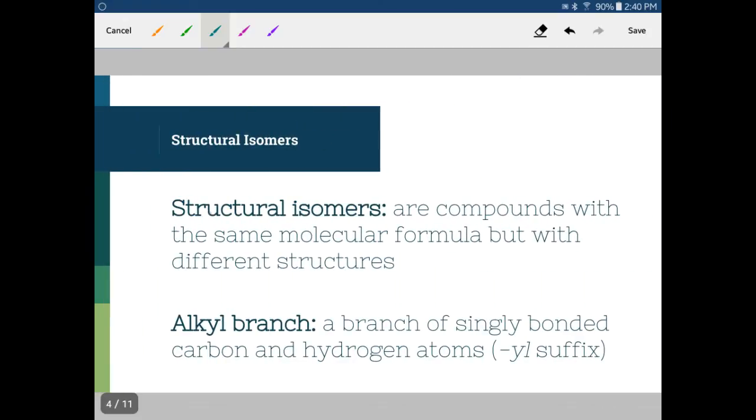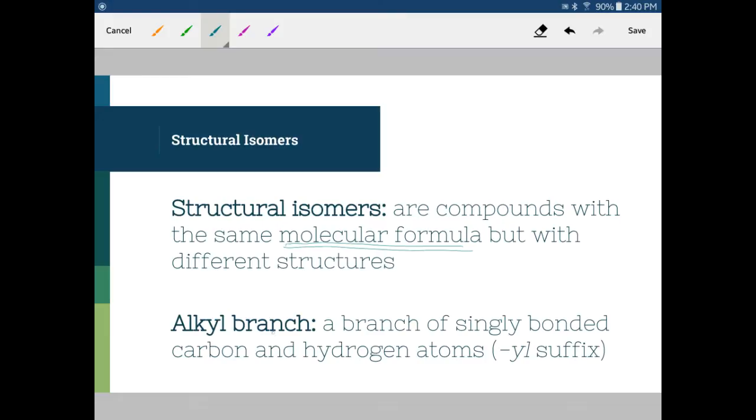So, structural isomers. Now, what is a structural isomer? It is a compound with the same molecular formula, but with a different actual physical structure. So we can look at how these things might differ. We might have some branches off a chain that change the overall physical structure, but the molecular formula of a compound could remain the same.